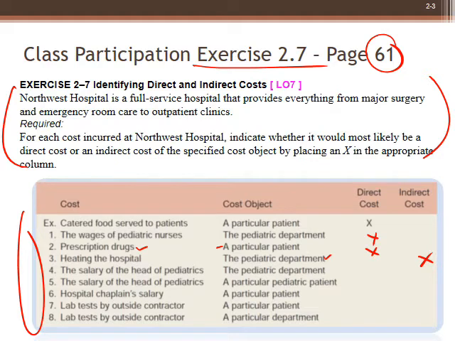The fourth is the salary of the head of pediatrics, and the pediatric department, also direct cost. The fifth one is the salary of the head of pediatrics and a particular patient. How much salary is attributed to a particular patient, we don't know, so that is indirect cost. Number 6 is the hospital chaplain salary on a particular patient, we don't know about that, so that is indirect cost.